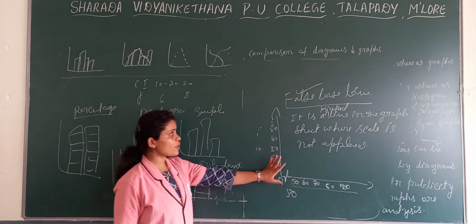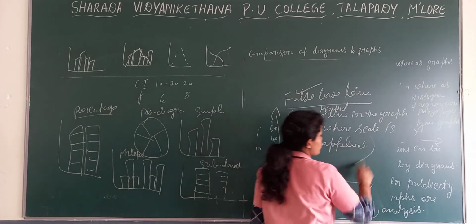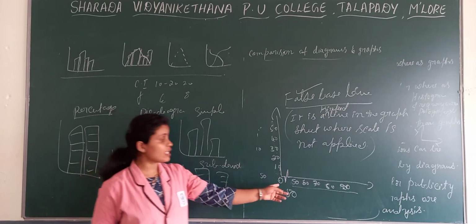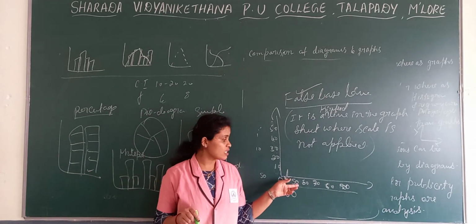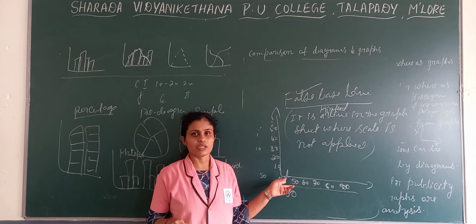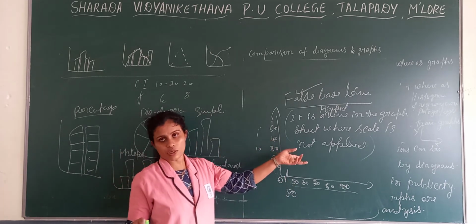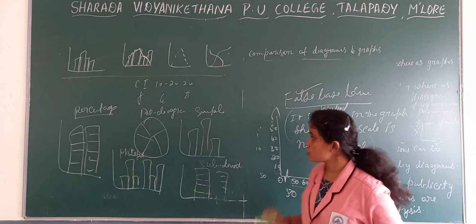It is one last topic. It may come for 1 mark. What is false baseline? It's a kinked line in the graph sheet where scale is not applied. We have used it already while doing the graphs. But it's in your textbook as a last topic.